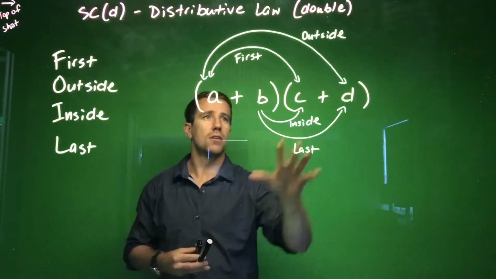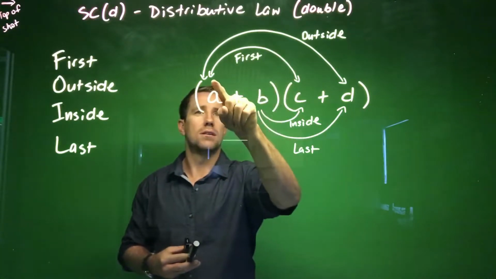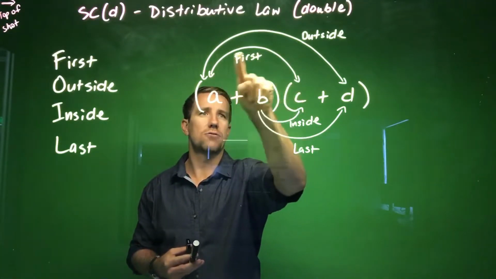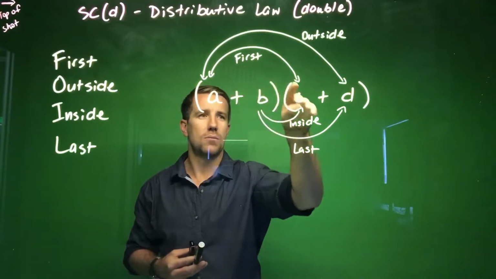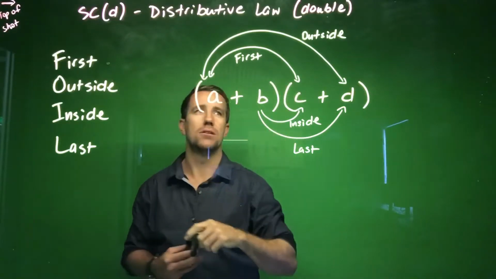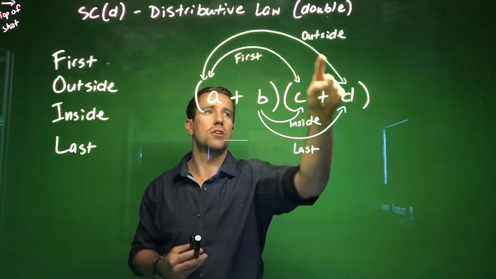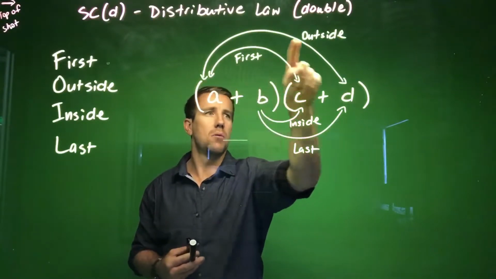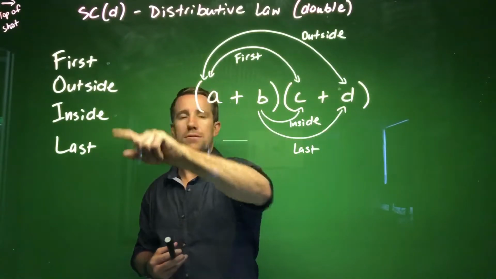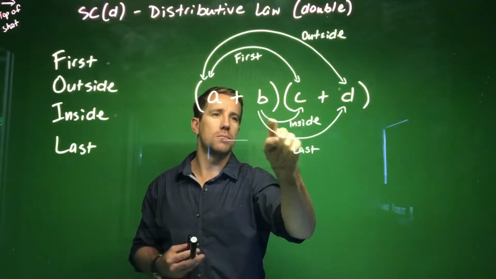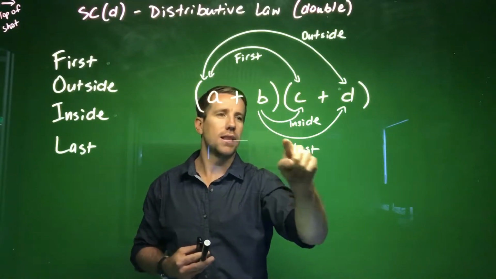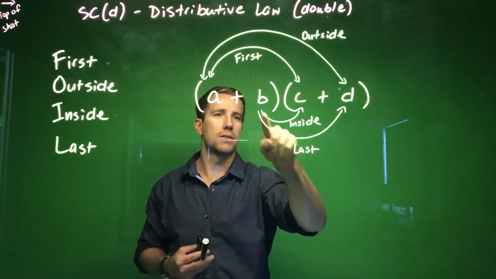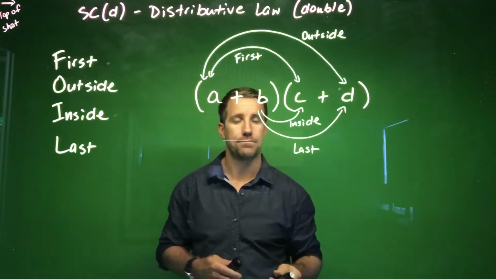and simplify. So looking over here, we've got A times C. That illustrates what the first term in each bracket are, and that's our first thing that we do. We then move to the outside term in each bracket, so that's our A multiplied by our D. We then move to the inside, which is our two inside terms, B times C, and then we've got our last terms in each set of brackets, which is our B times D.